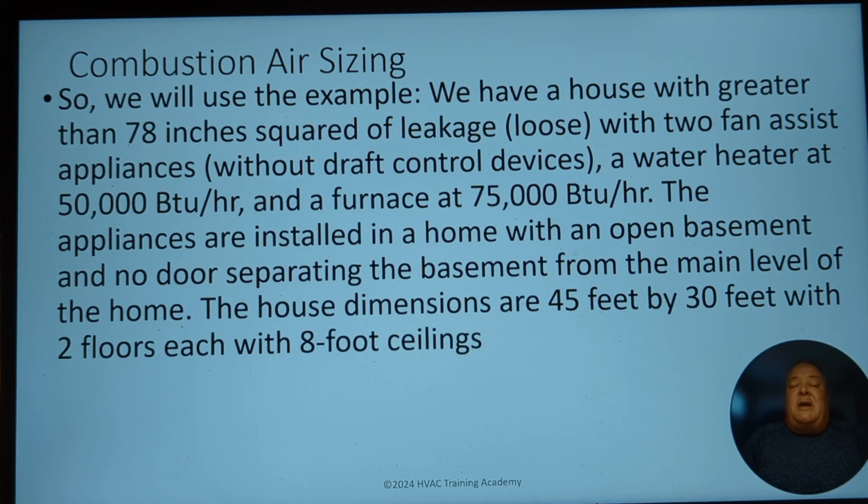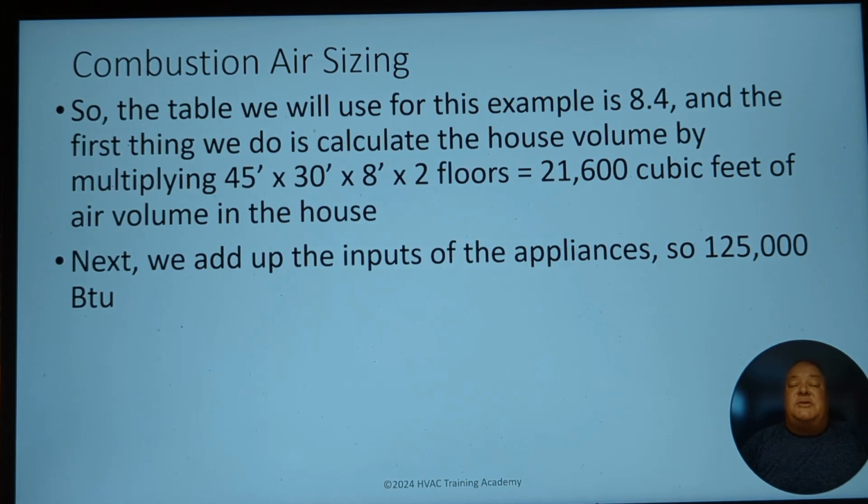So we're going to use the example: a house greater than 78 inches square to leakage, 2 fan assist appliances, a water heater at 50,000 and a furnace at 75. Again, the appliances are installed in an open basement with no door separating the levels. You do the math, and again, we're back to 21,600 cubic feet of air.